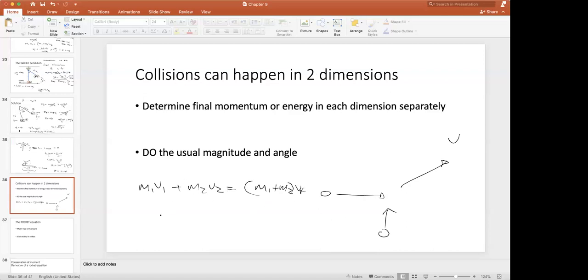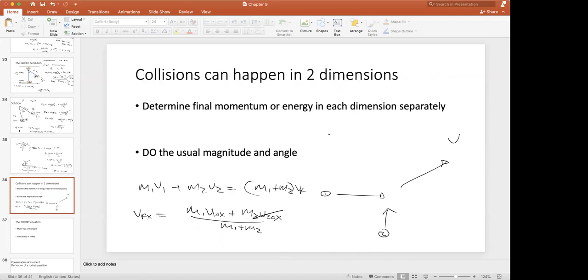And so in the x, v final in the x would be m1 v1 initial in the x plus m2 v2 initial in the x, over m1 plus m2. This guy, let's call that guy 1, and this m2 has no, so that would be your v final in the x, and similarly in the y, these would just have y's on them, and this one would be here, and this one would be 0.